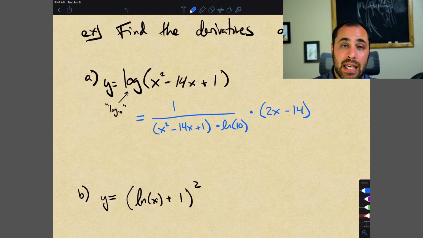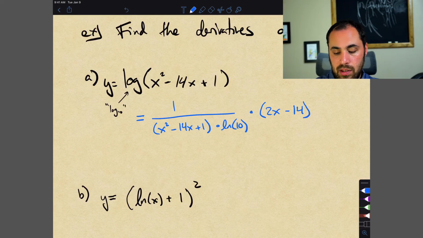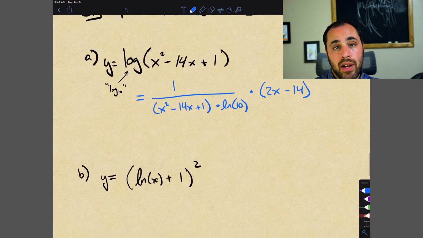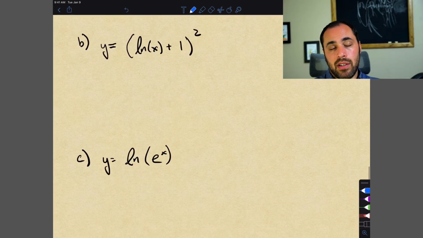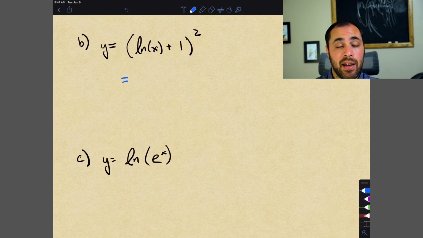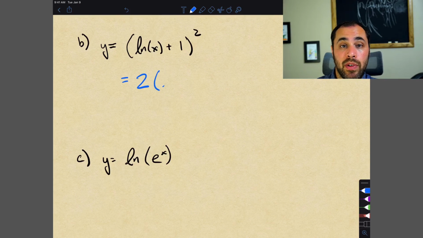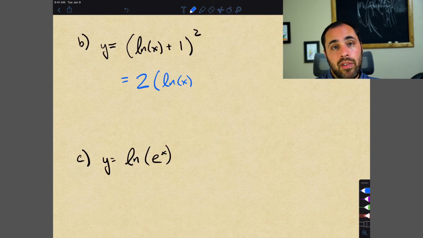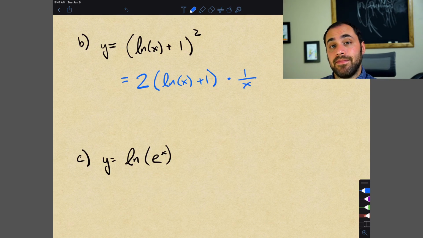The next, again, this is a chain rule question. We'll use the power rule for the outside function. The 2 will come down to the front. We get a new exponent of 1. We don't need to write that. And then we multiply by the derivative of the inside. The derivative of the inside is just 1 over x. That's the derivative of ln of x.